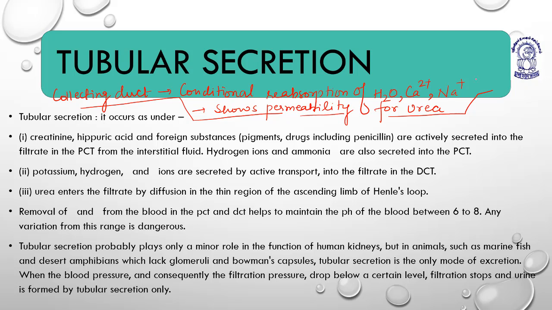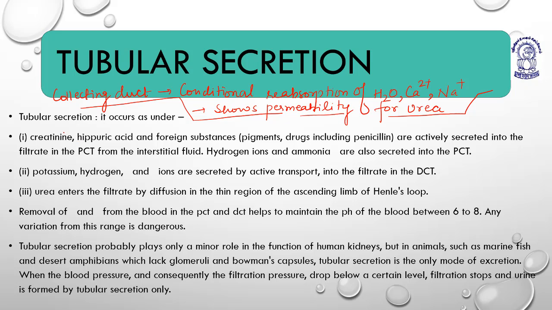The glomerular filtrate in the PCT is isotonic to plasma and the DCT is hypotonic to plasma. And in the hairpin loop, it is hypertonic to plasma. So please remember these points. Tubular secretion.